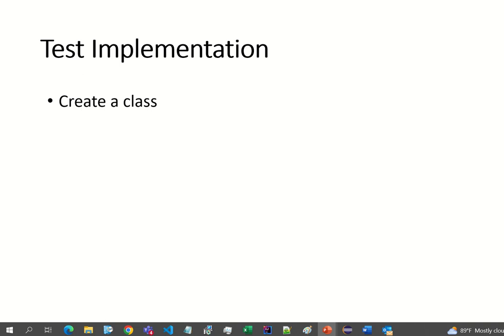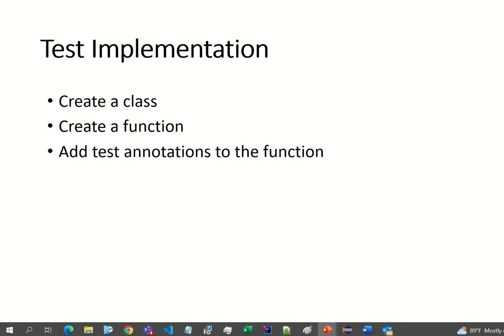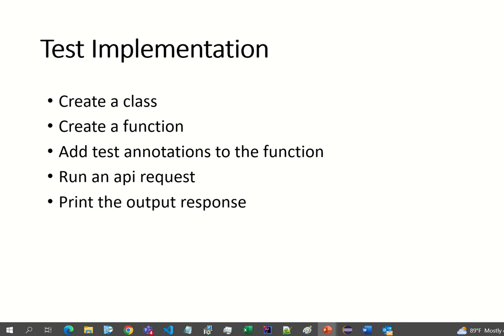So this is the lineup. Initially, I'm going to create a class. I'm going to show you how to create a class, and then how to create a function, and then how to add the test annotations to the function, and then how to run an API request, and then how to print the output of the response as well as how to add the assertions. So yes, let's get started with the demonstration.